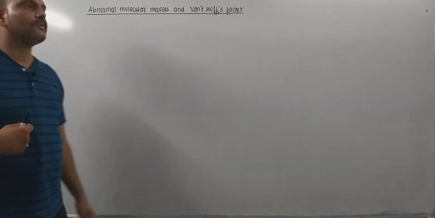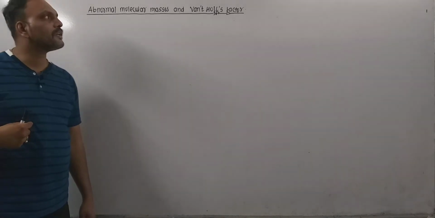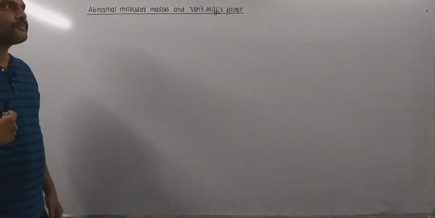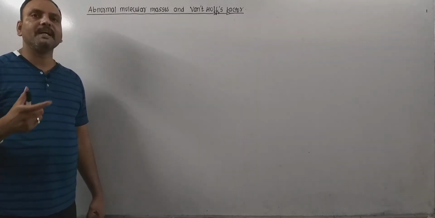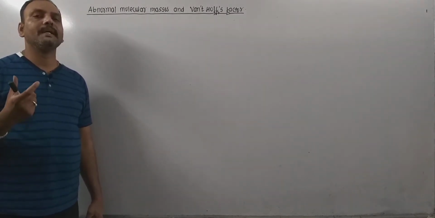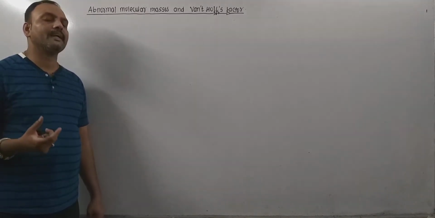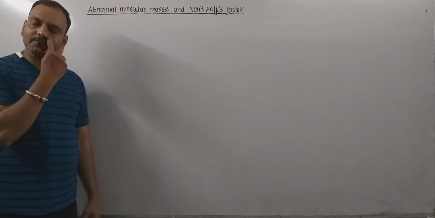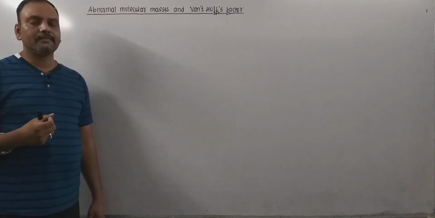Good morning to all. So today's point of discussion is abnormal molecular masses and Van 't Hoff's factor. Now, molecular mass of solute in a solution can be determined using the colligative properties method. One can calculate the molecular mass of solute using any colligative property method.